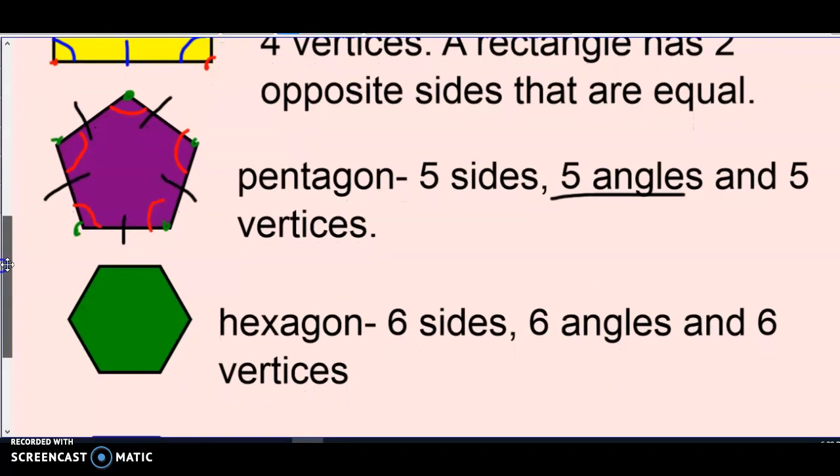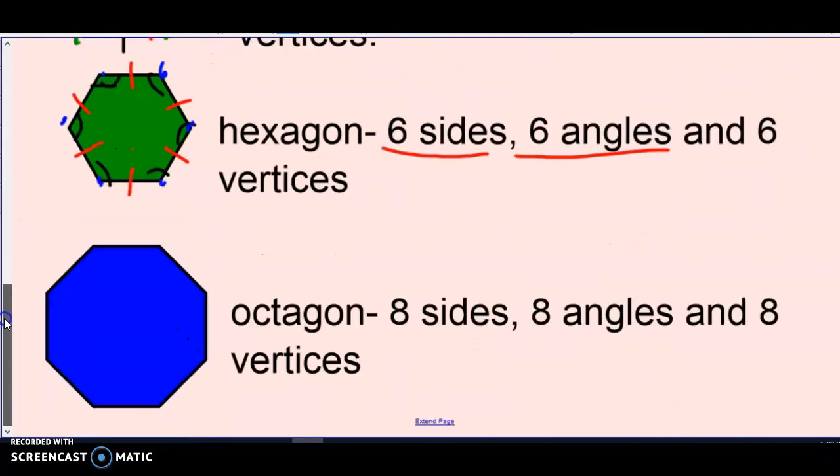Let's look at our next shape, a hexagon. A hexagon has how many sides? Correct, 6 sides. 1, 2, 3, 4, 5, 6. And guess how many angles it has? Correct, 6 angles. 1, 2, 3, 4, 5, 6. And how many vertices? 6 as well. That is what makes a hexagon a hexagon.